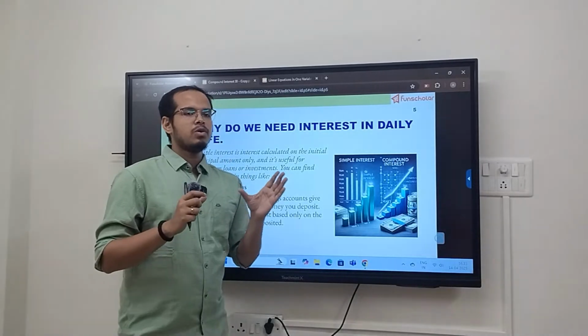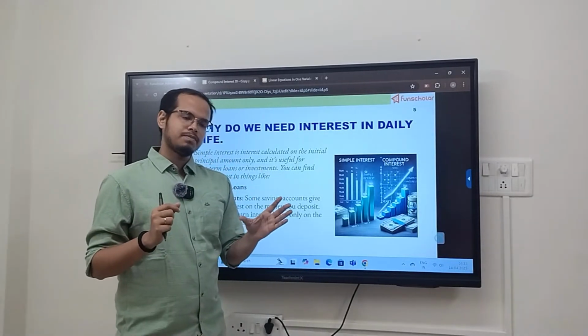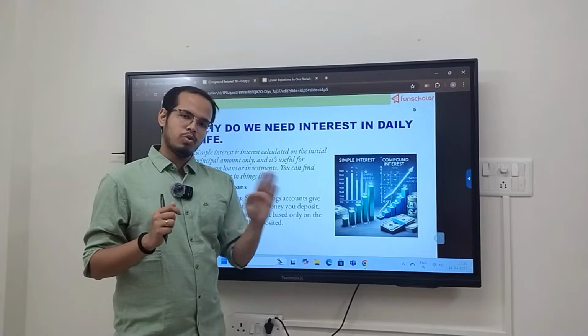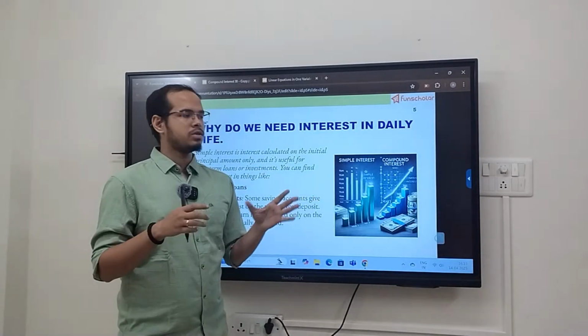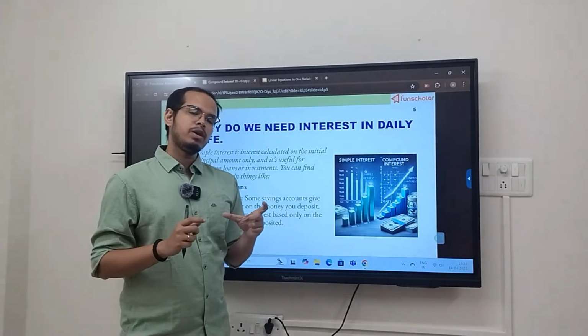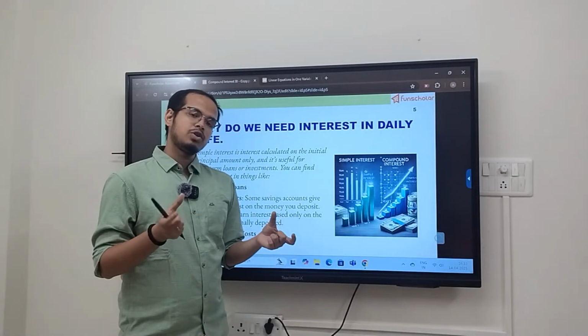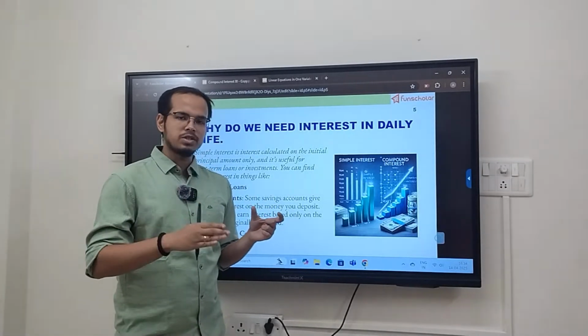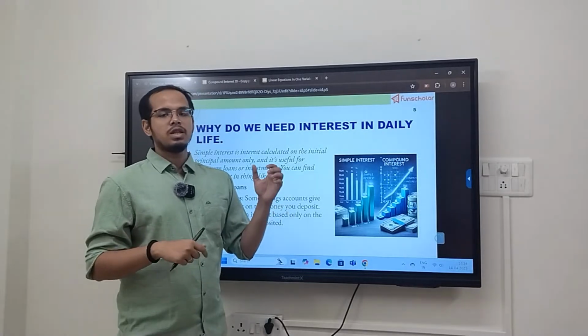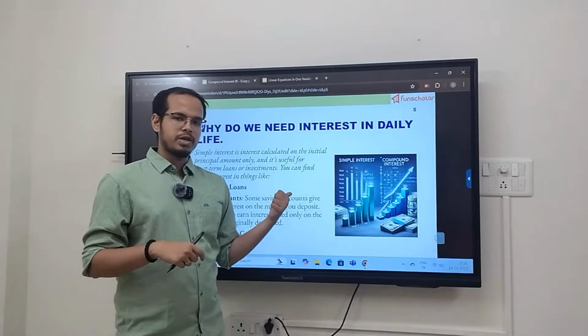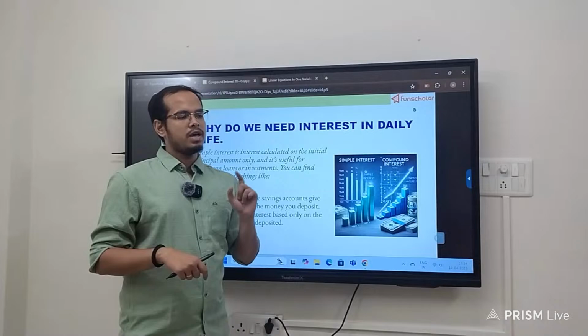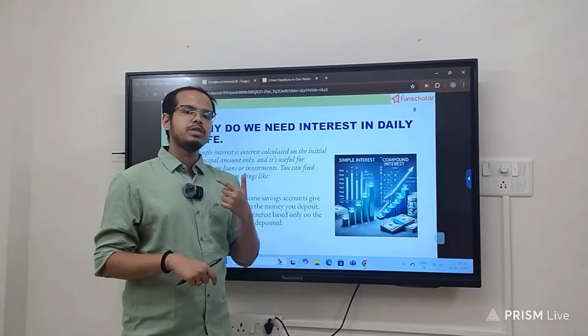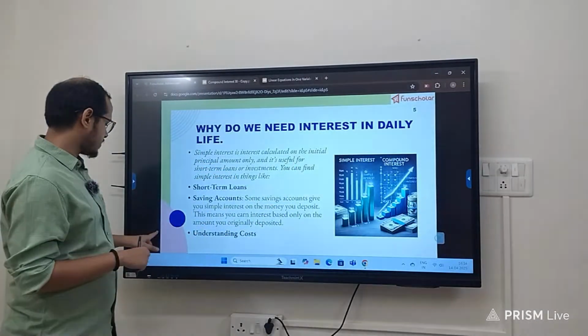Okay, so when we are calculating the interest on principal only, that is known as simple interest. And when we are getting interest on principal as well as the first year, second year, third year interest, then it is compound interest. So simple interest is linear and compound interest is exponential.